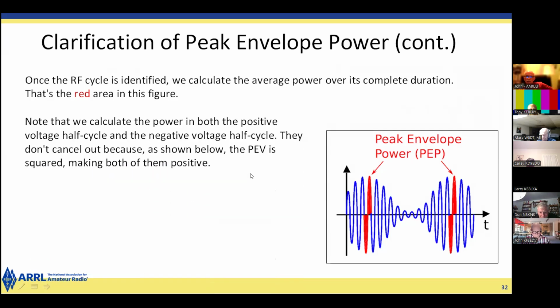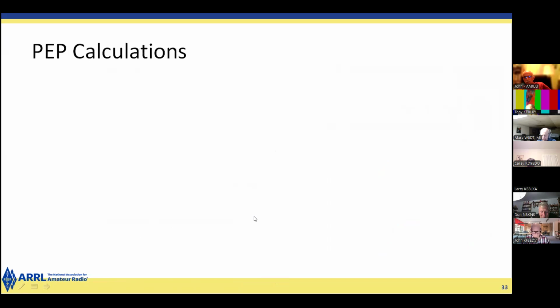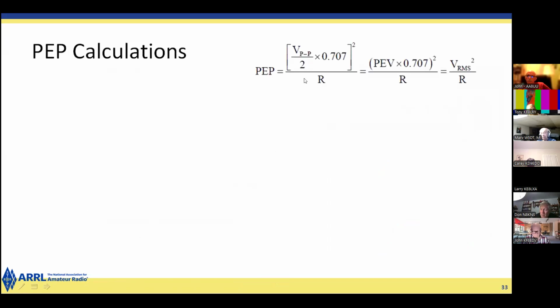Then you have to calculate the RMS of that. Note that we calculate the power in both the positive voltage half cycle and the negative voltage half cycle. They don't cancel out because the PEV is squared, making both of them positive. The beauty of squaring. Start by measuring the amplitude of the peak, usually in volts. This is the PEV in the figure on the previous slide. Then apply the following. Next slide. Calculations. So there you go.